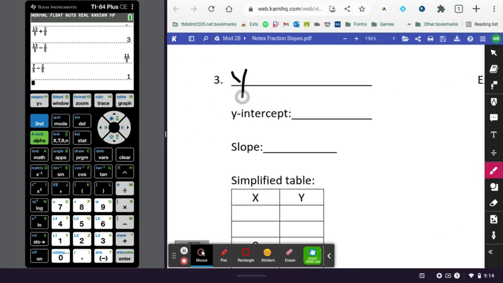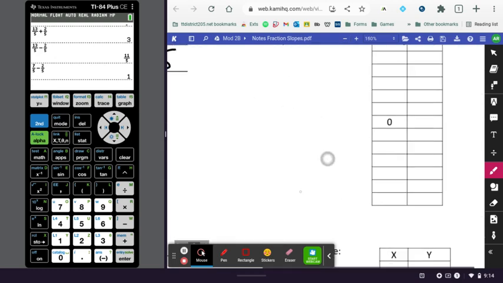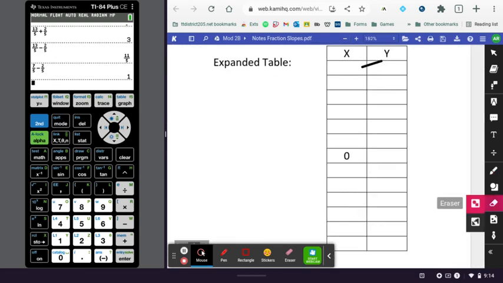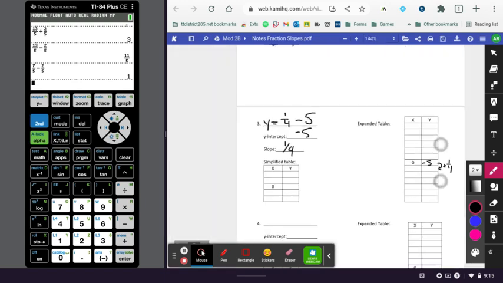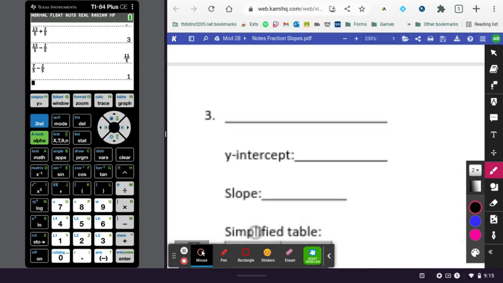So let's say we have y equals, let's do 1/4 x minus 5. -5 is our y-intercept. 1/4 is our slope. We started at -5 on our table. And as we went down, we are going to be adding 1/4 because it's a positive 1/4 in front of the x. Oh, I forgot the x.